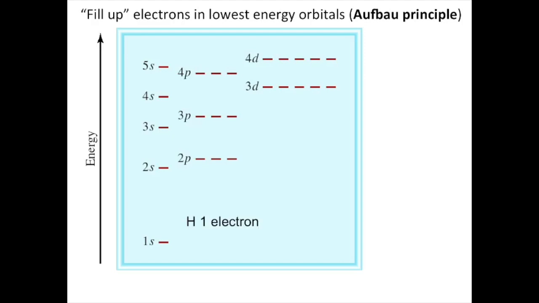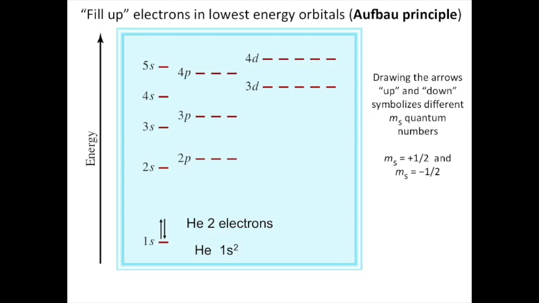So if you're doing hydrogen that has 1 electron, you'll put that 1 electron into the 1s. And now we can write the electron configuration for hydrogen as 1s with a superscript 1. Alright, next one. Let's do helium. It has 2 electrons. Both electrons go into the 1s, so now you'll draw a right side up arrow and an upside down arrow in the 1s to show that there's 2 electrons in that same orbital. And then we'd write the electron configuration as 1s superscript 2 because there's 2 electrons in this 1s. And drawing the arrows up and down symbolizes different spin quantum numbers.